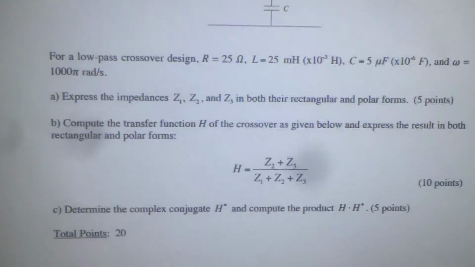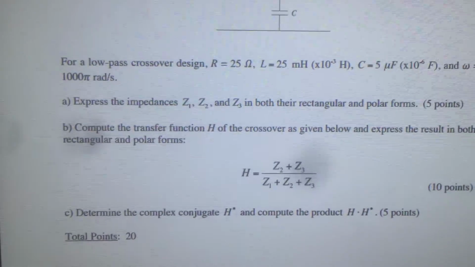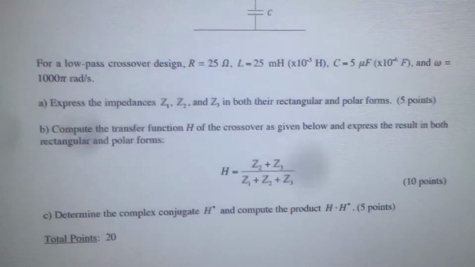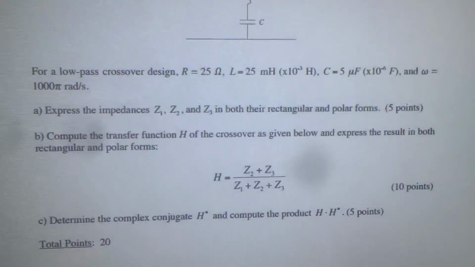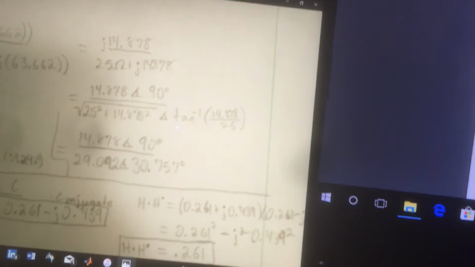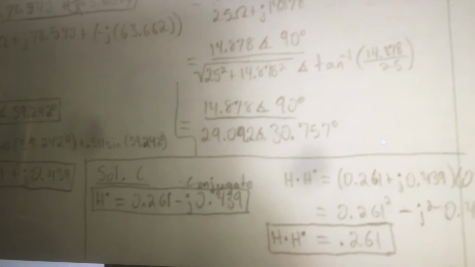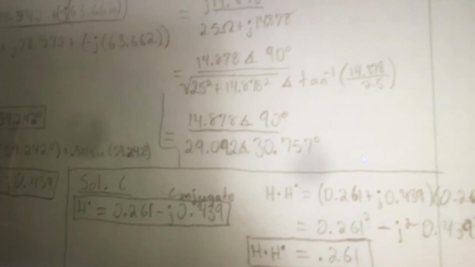Question C was rather simple, more simple than the others. It says determine the complex conjugate H prime and compute the product H times H prime. Here, solution C says to find the complex conjugate. All you have to do to find the complex conjugate is change the addition sign to a negative sign. And this is your complex conjugate.